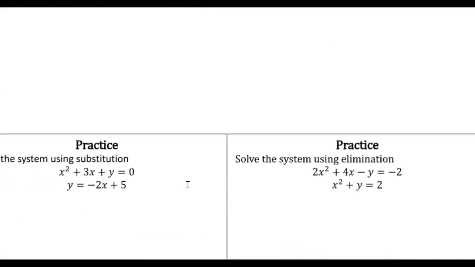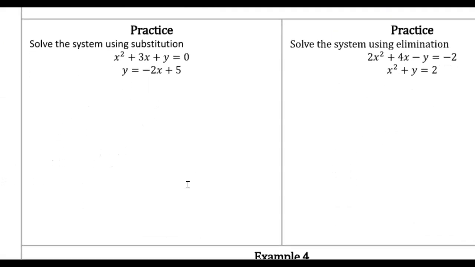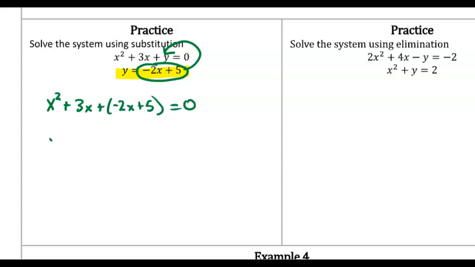Okay, let's go look just real quick at setting up substitution on this one. It's on the second page. So this is already y equals, which is perfect. So I don't have to rearrange it. So I would take this -2x plus 5 and substitute it back into the other equation. So I had x squared plus 3x plus -2x plus 5 equals 0. So if I simplified, then I would get x squared plus x plus 5 equals 0.